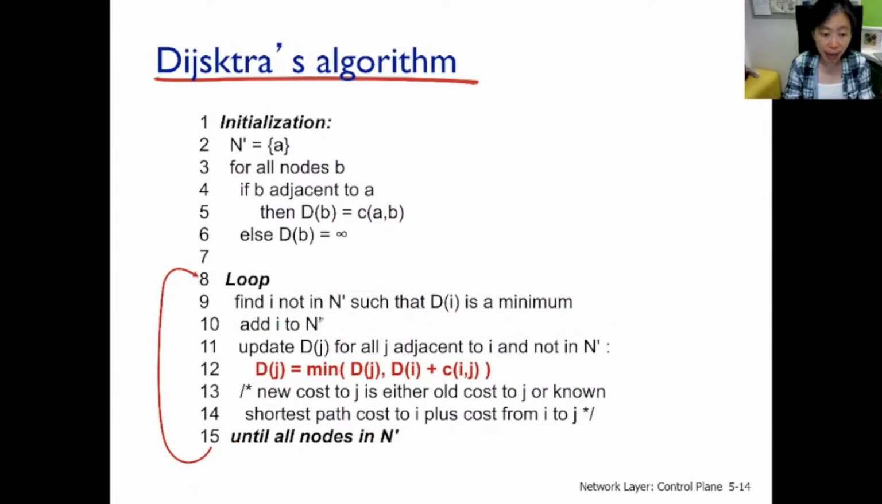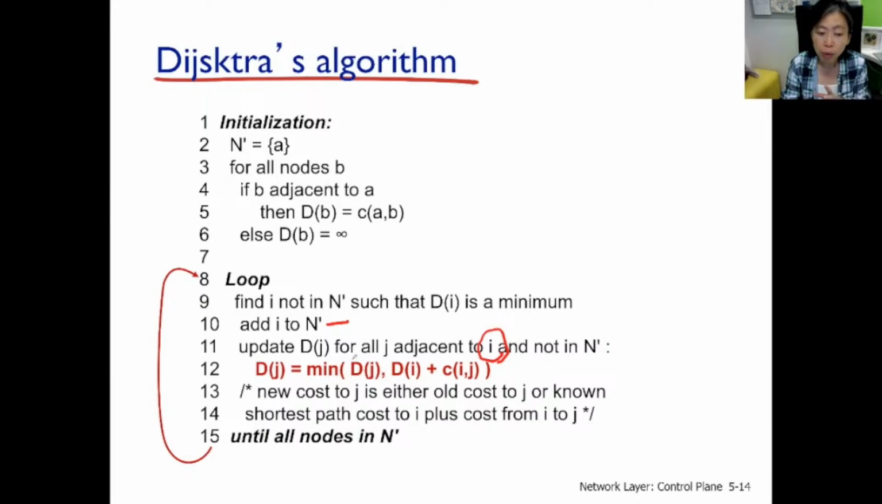Now, having added I to the N prime set, this is also saying that we already discovered the shortest path to I, and the shortest distance is di. So I know there is something really nice to exploit. Okay? Through I, we can potentially discover shorter paths to other nodes. We have not yet discovered the shortest path.